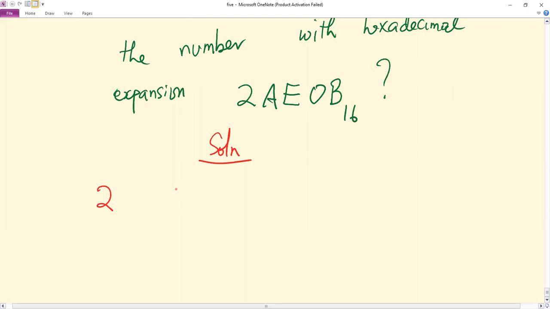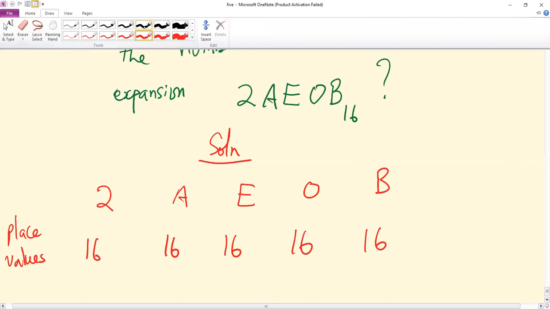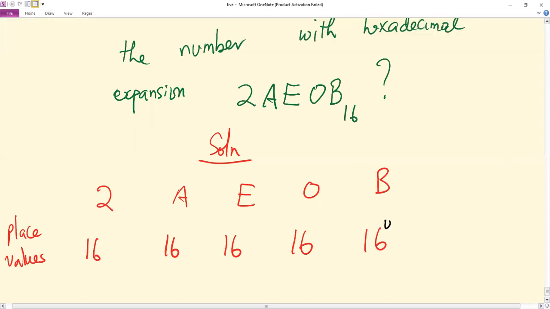To A E0 B, and then place values. Now the bases are 16, so we write 16, 16, 16, 16, 16. Because this one doesn't have a decimal, we start from here: 0, 1, 2, 3, and then 4.